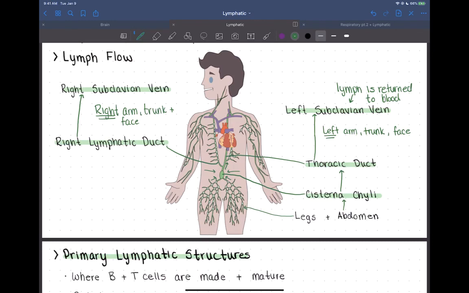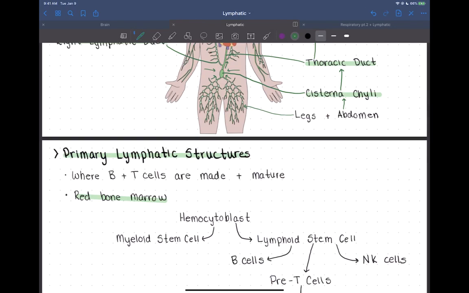All right, lymph from the upper right side of the body goes into the right lymphatic duct. Lymph from the upper left side of the body as well as the legs and abdomen go into that thoracic duct. All right, they're both returned to the subclavian veins. It just depends on which side they'll go into. All right, so that's the first section of this chapter. And so the next section, we're just going to talk about the lymphatic structure. So lymph nodes, spleen, thymus, that kind of thing. All right, so that'll be on the second.